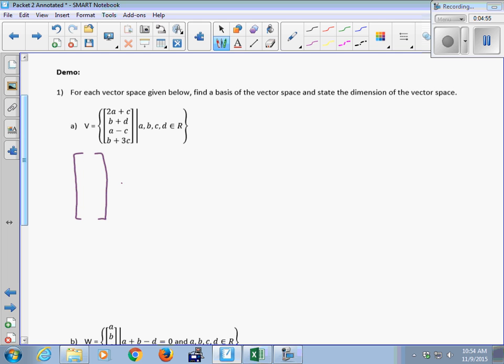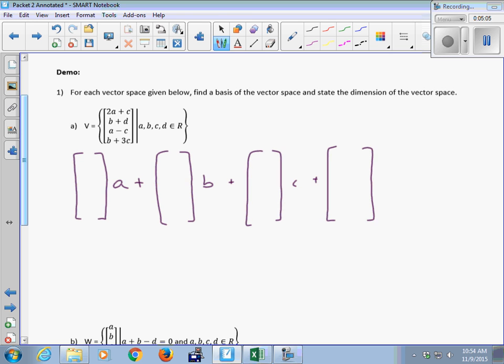So I'm going to have a vector times a plus a vector times b plus a vector times c plus a vector times d. Okay, so this is just a different way of writing my vector space V, just factoring out the parameters. So what has to go in my vector A to get 2, 0, 1, 0?